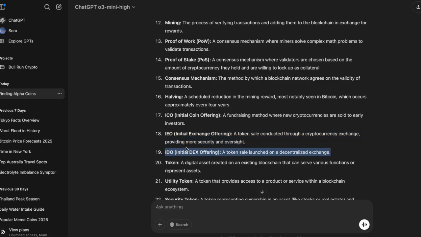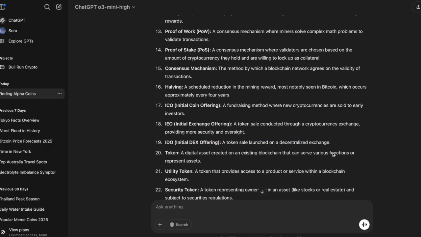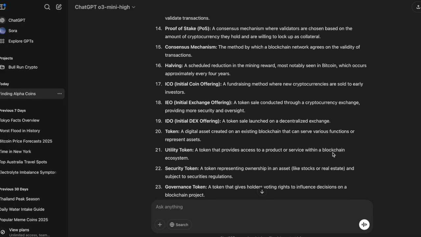IDO, initial DEX offering, a token sale launched on a decentralized exchange. So decentralized exchanges mean they basically function autonomously. There's no one really behind it except for the creator who's basically taking his hands off the wheel, kind of like what happened with Bitcoin and Satoshi Nakamoto.